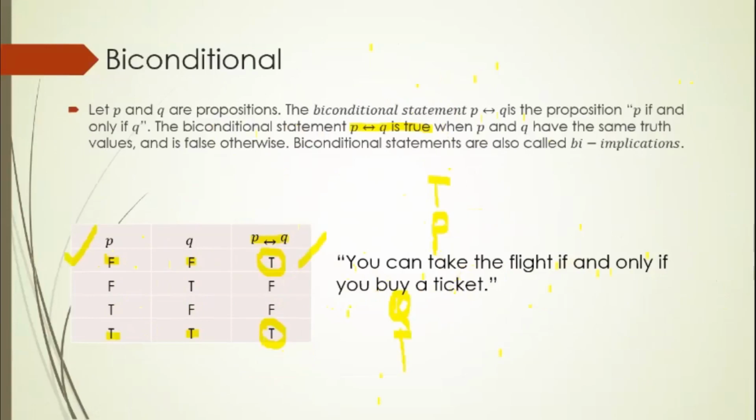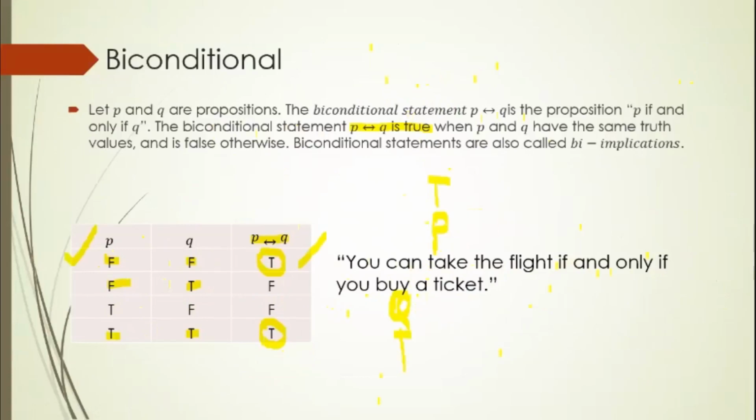Again, you cannot take the flight if you don't buy a ticket. Next would be false and true. So we will make this false while retaining this one as true. So you cannot take the flight even if you bought a ticket.